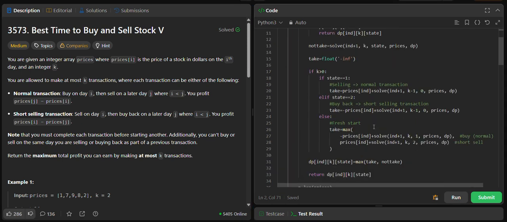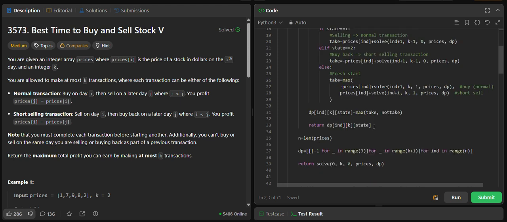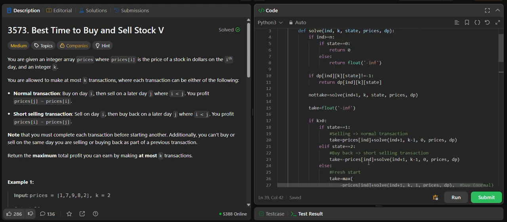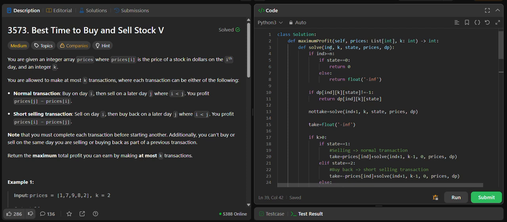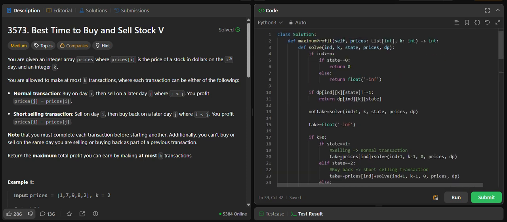So this is the memoization technique to solve this problem using dynamic programming. First we initialize the length of the prices and then we initialize the DP, and now we initialize the function having the following parameters. We have the parameters index, which will be the starting index, and k, the number of transactions we can make, then state, and the prices, and the DP.